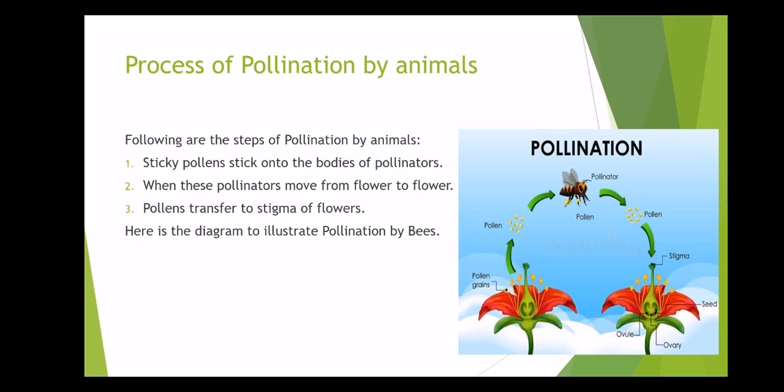I repeat it again. Sticky pollen sticks onto the body of the pollinator. In this diagram, we have a bee that is acting as a pollinator. When this bee moves from flower to flower, pollen transfers to the stigma of the flower. So, by this process, pollination by animals takes place.